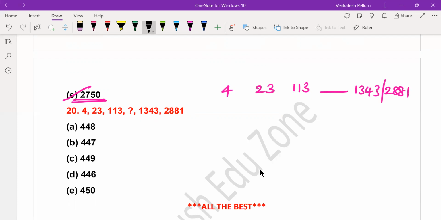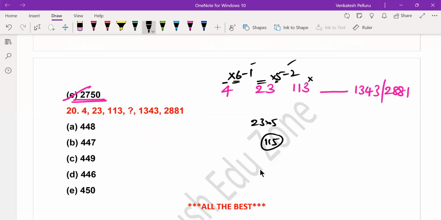See, 4 to become 23, it can be done in different ways, right? 4 sevens are 28 minus 5, or else 4 6 are 24 minus 1. So that could be a possible logic. So 4 6 are 24 and minus 1. 23 5s are 115. If you want, you can cross check it. So minus 2. So if you look at the logic, it is perfect. Into 6 minus 1, into 5 minus 2.